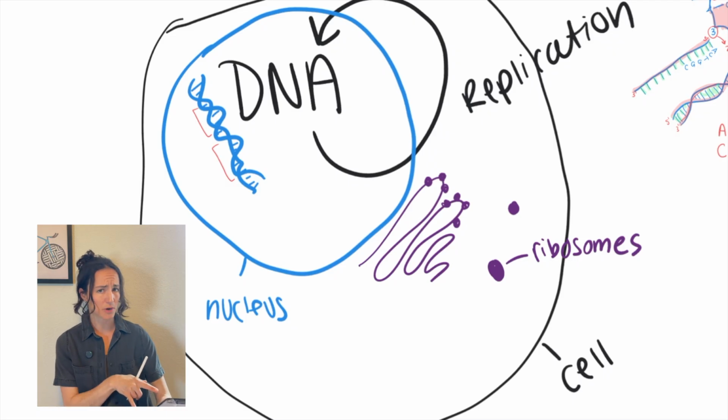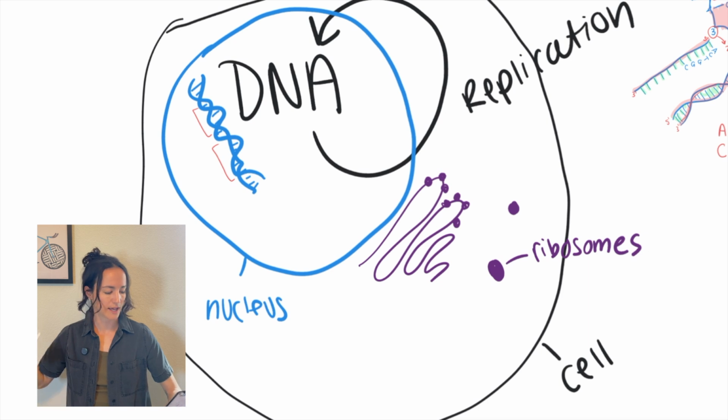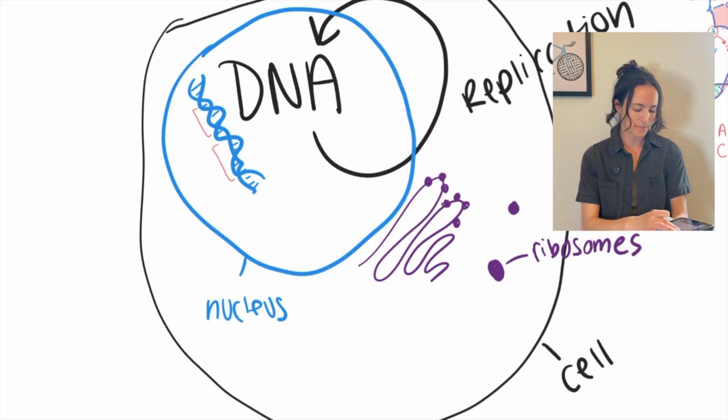Okay, so you're kind of seeing the problem here, right? The instructions are in the nucleus. I need to get to the ribosome. It would be kind of bonkers to try to take all of my DNA and send it to the ribosome. Also, the ribosome's too big to make it inside of the nucleus, so what are we going to do? We're going to make a small copy of the gene we want.